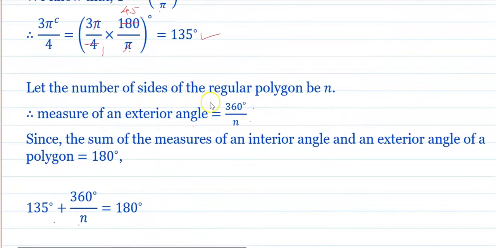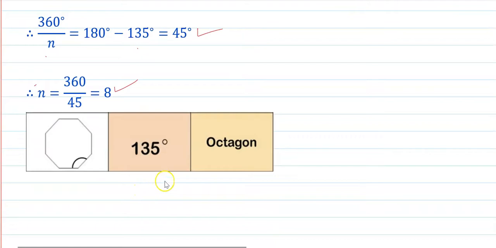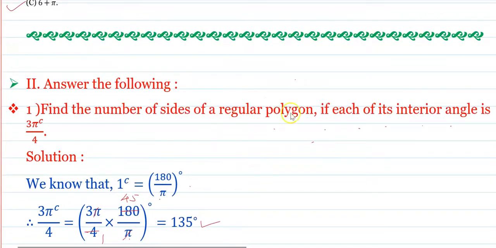Let the number of sides of the regular polygon be n, and therefore the measure of exterior angle is equals to 360 upon n. Also we know that the sum of the measures of an interior angle and the exterior angle of polygon is equals to 180. Therefore 135 plus 360 upon n is equals to 180, and hence 360 upon n is equals to 180 minus 135. Then you will get 45, and hence n is equals to 360 upon 45, and that's equals to 8. Hence it is an octagon. Therefore the number of sides is 8. n is equals to 8.